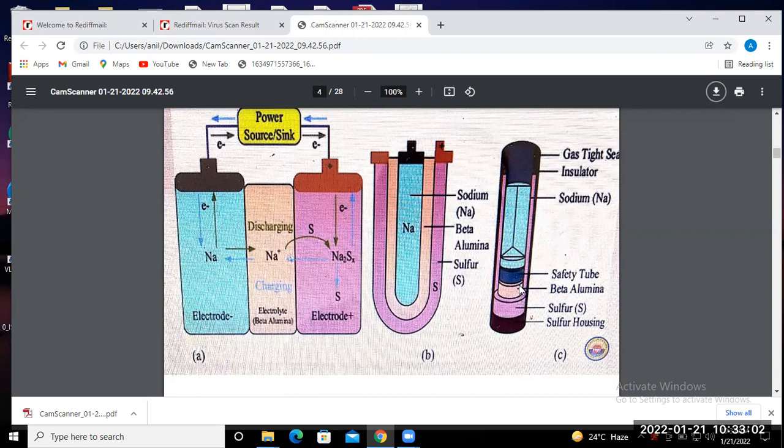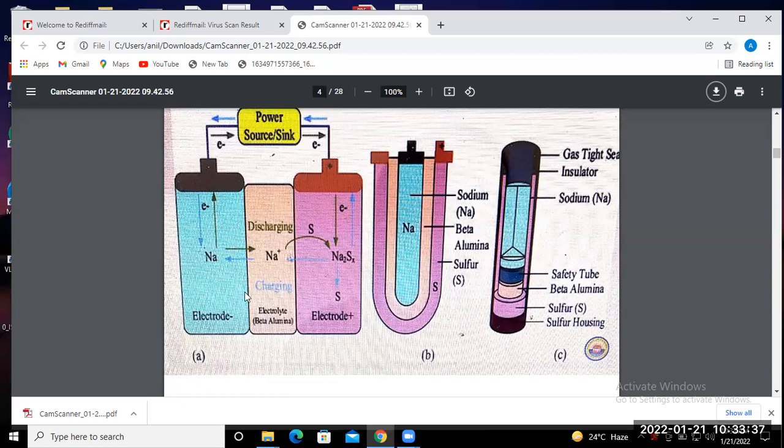Okay, by the beta alumina, and this is your sulfur housing where the electrodes, that means sodium and sulfur, and the beta alumina are placed in a single cylinder. So it is a one by one construction, that means sodium and sulfur, and then the electrolyte separated between them, that is beta alumina. In a systematic diagram, you will find it either in this way or in this way. Okay, this is the chemical reaction.